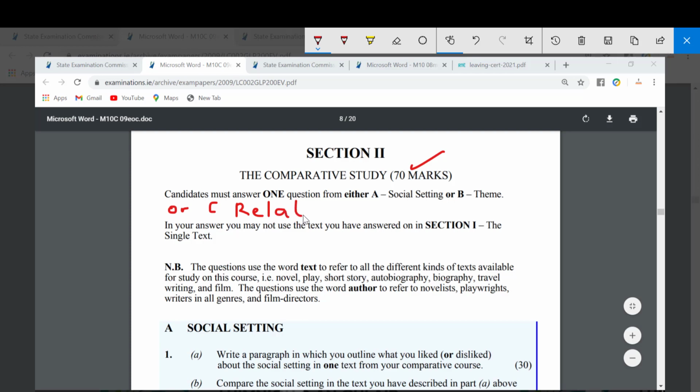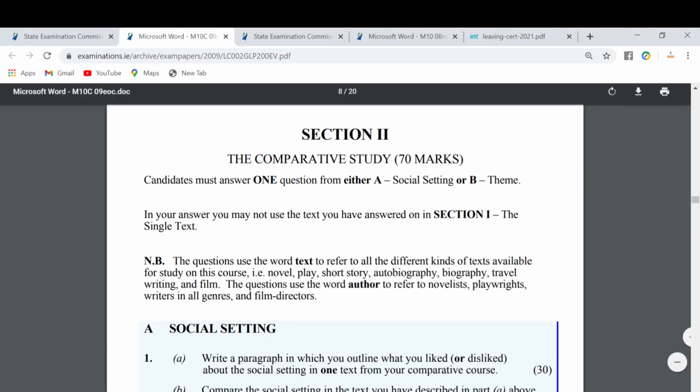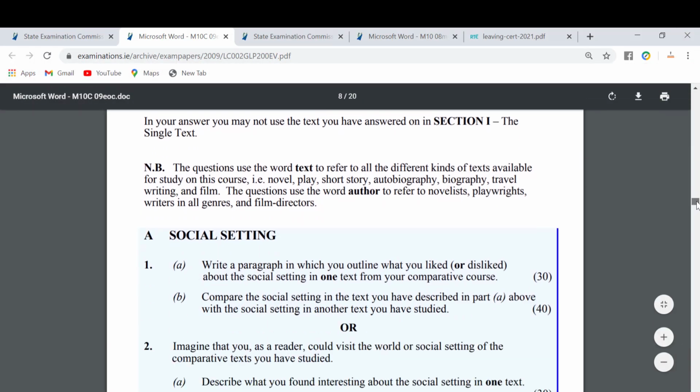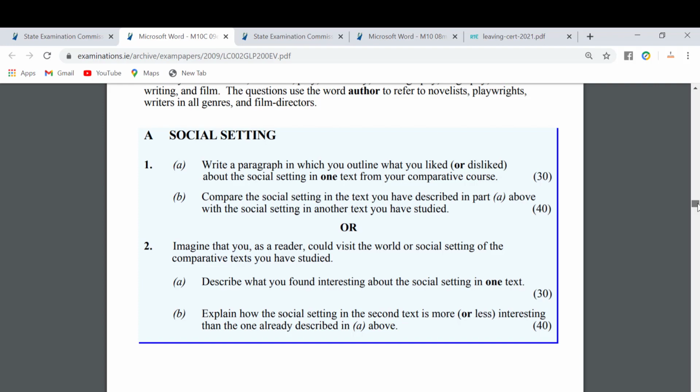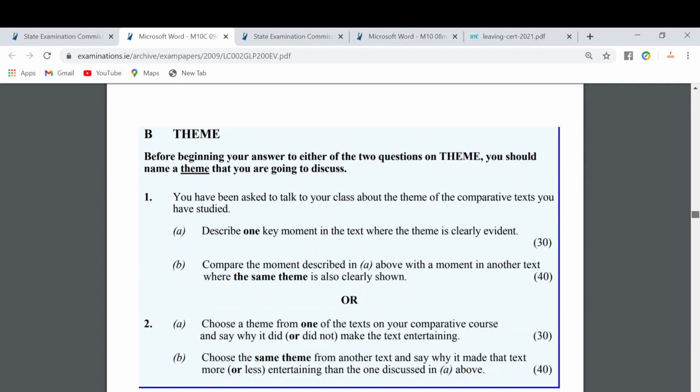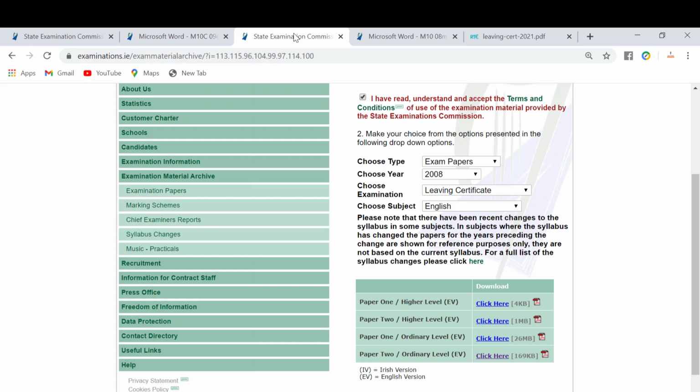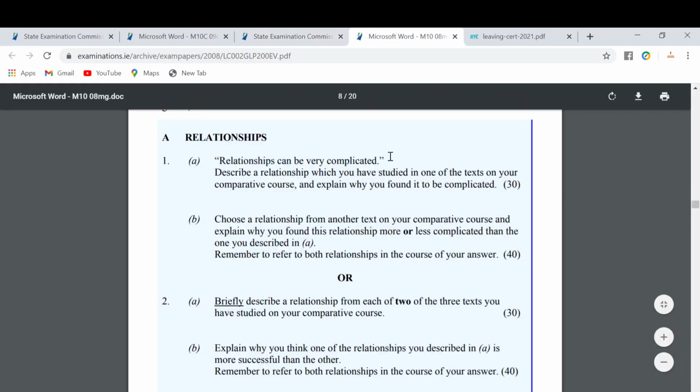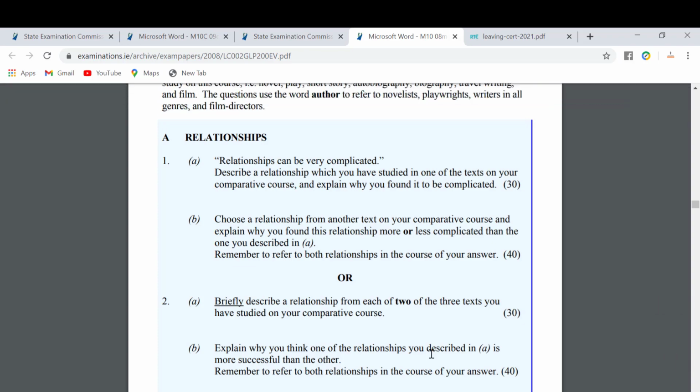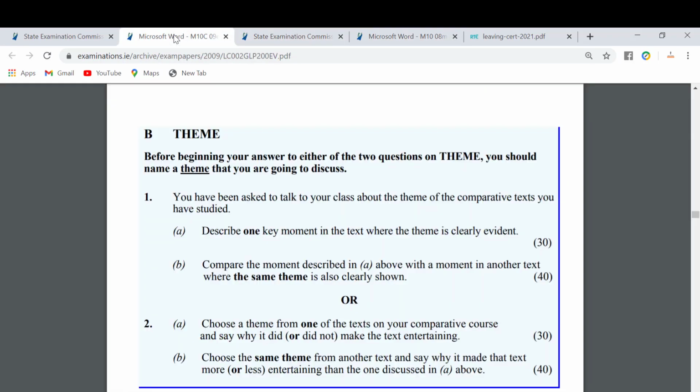Okay. So every single mode is on the paper and you choose the one you want. You can either choose on social setting or theme or relationships. Okay, so it will look like this. There will be a social setting question. There will be a theme question. And there will be a relationships question. So you choose whichever mode you want. So you choose one mode.